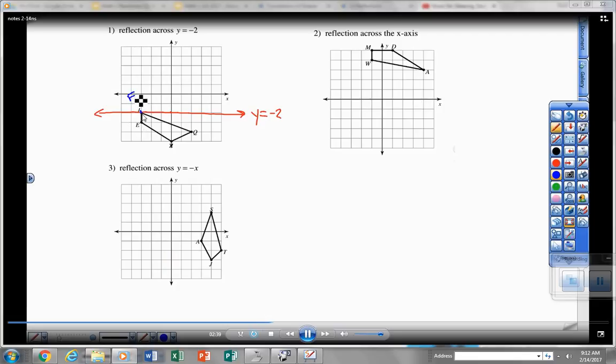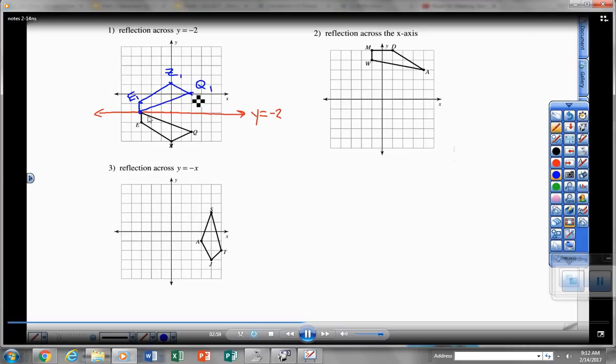But here we go. E is 1 point below that line of reflection. The new E, directly straight across, 1 point above. Q, 2 below that line of reflection. Q prime, 2 boxes straight across above. Z, 3 boxes below. Z prime, 3 boxes above.